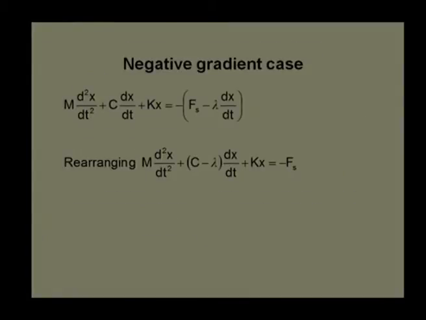Now, in this equation, instead of writing the force Ft as a function of time, we have written Fs minus lambda dx by dt. We can rearrange this equation, keeping Fs on the right-hand side and clubbing the dx by dt term with the damping term, which is c minus lambda dx by dt. So, this will give us the equation now. We can find out the answers for this.